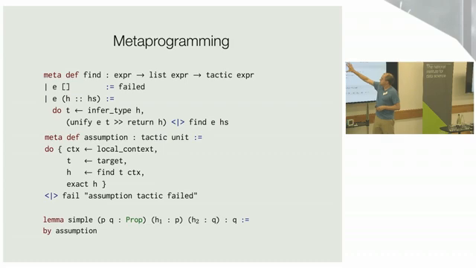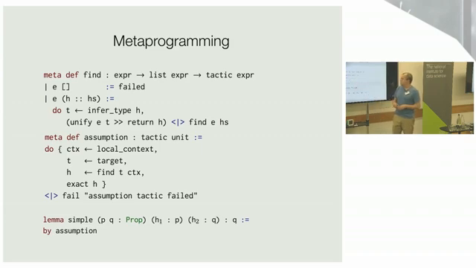In this program, what is it going to do? You have an expression that you can view as a formula, and a list of expressions. If the list is empty, we are going to fail. If the list has at least one element that we're going to call h, we are going to infer the type of h, and we are going to try to unify with e. If it unifies, we return h. Otherwise, we keep searching. This is the or-else operator. You try to do that, and if it fails, you continue searching, right?